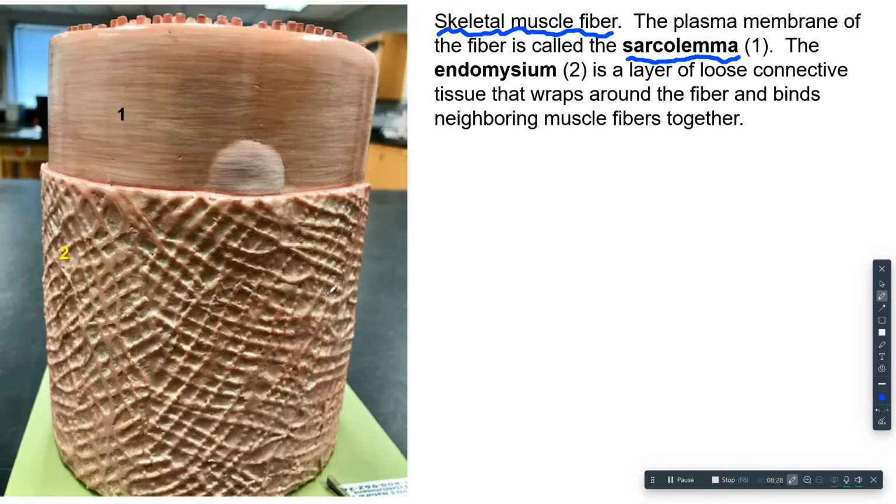Now around my sarcolemma, I see a layer of loose connective tissue, which is called the endomysium. This is kind of like the equivalent of the endoneurium that I had around an axon. The endomysium is going to attach neighboring muscle cells to one another and also give me a connective tissue structure that the muscle cell can pull on when it contracts. Okay, so we got a couple things in this view.